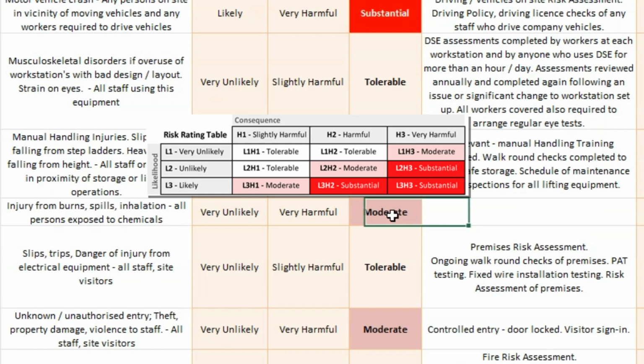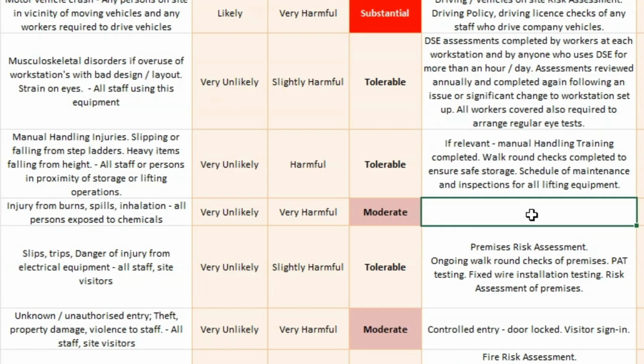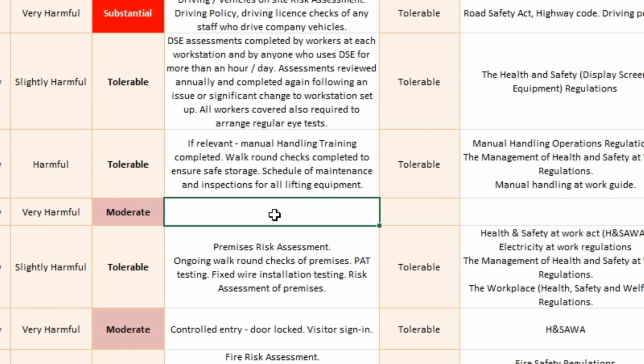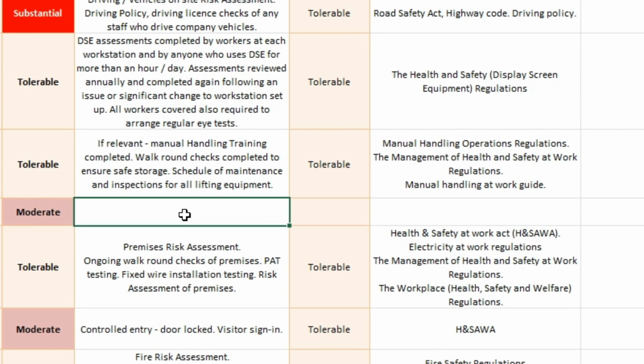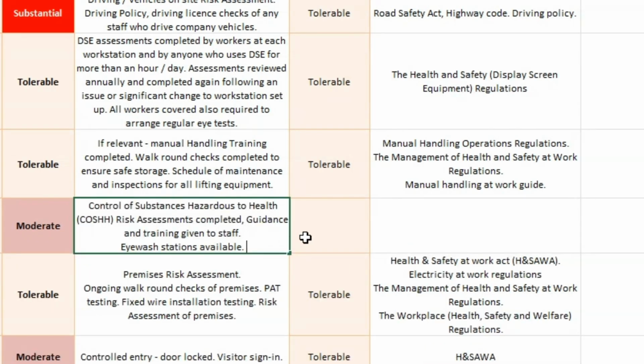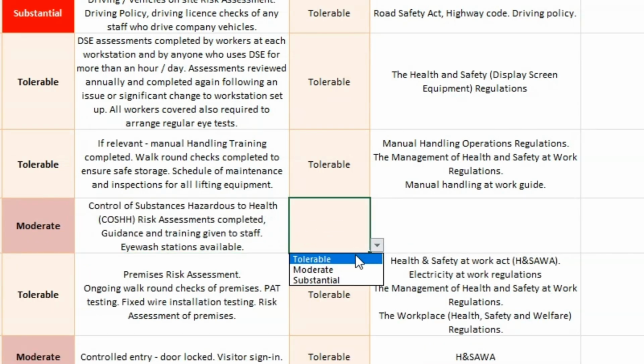This inherent risk rating gives an indication of the level of risk before any controls are considered and will help to identify high-risk activities. Control measures currently in place and details of any specific risk assessments completed can be detailed to determine the residual risk rating after consideration of the controls in place.